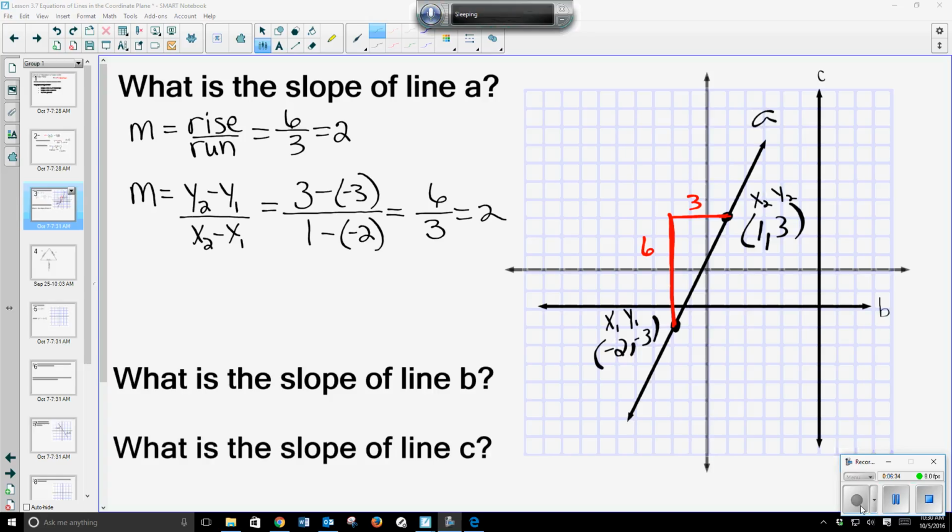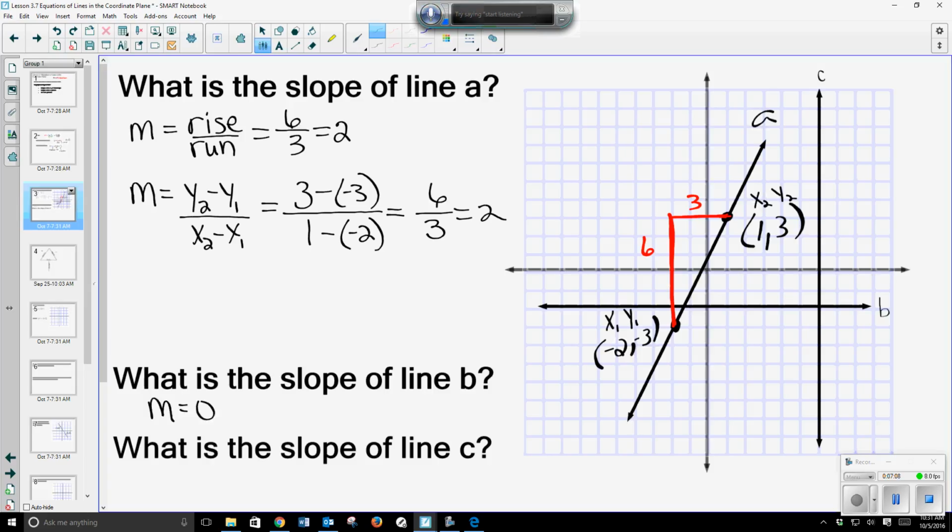Okay, what is the slope of line B? Can we form a triangle with that one? Can we go up and over or down and back? So if you have a horizontal or vertical line, you either have no slope or an undefined slope. So if you have a horizontal line, would that be a 0 slope or an undefined slope? 0. So the slope is 0 for B.